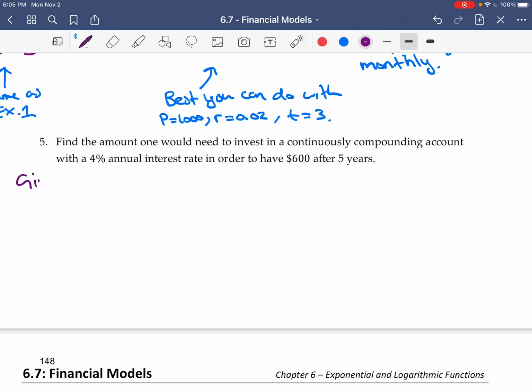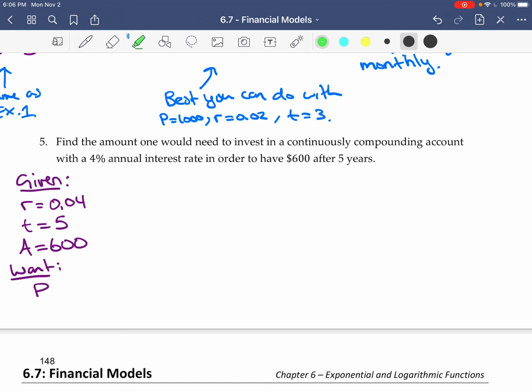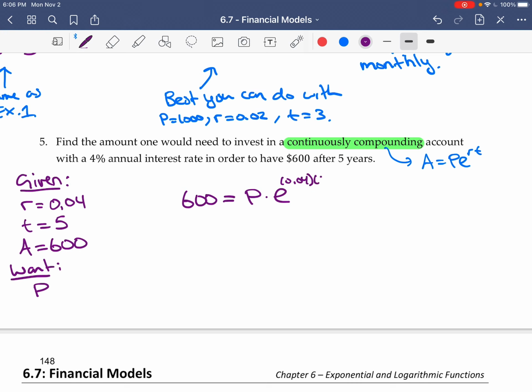Okay, so what we're given, we know that the rate is 4%, so 0.04. We know that it's 5 years, so the T is 5. And we want to have $600, so what they've actually given us is the A value. Okay, and what we want is the P value. And because it says continuously compounded, that tells us that it's the A equals P e to the RT equation.